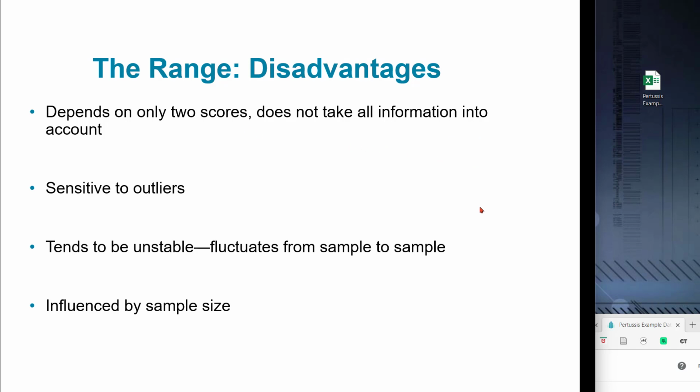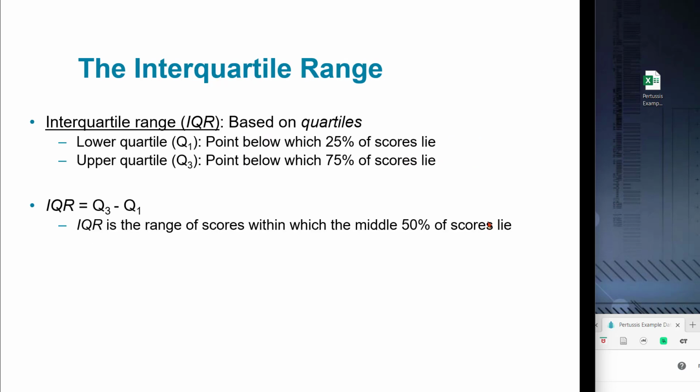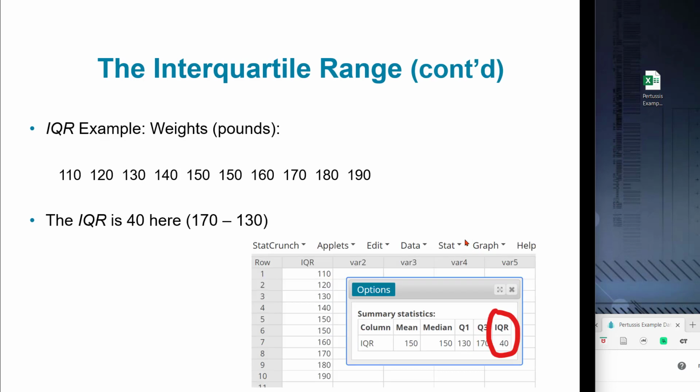The IQR is a little more sophisticated index, right? The interquartile range splits the data into quartiles. So, for the lower quartile, Q1, 25% of the data scores lie below Q1. The upper quartile is Q3. Below that value, 75% of the values lie, or 25% of the values are above Q3. Then the IQR or the interquartile range is where 50% of the scores lie. The IQR is easily calculated for you by StatCrunch, as we see in this example.